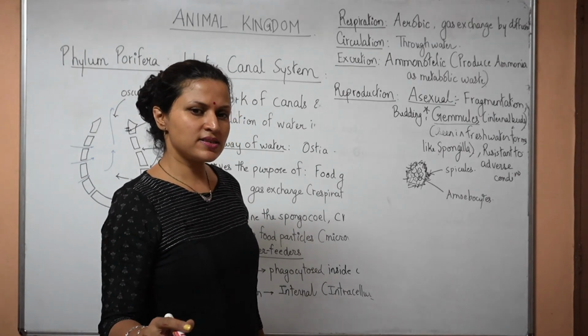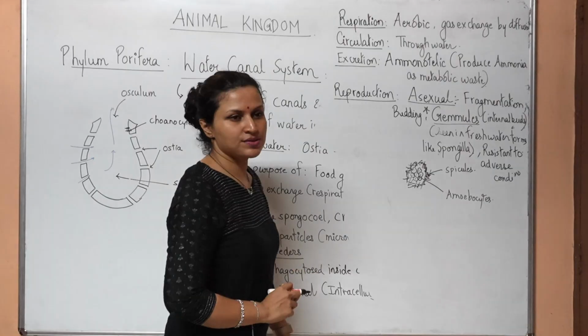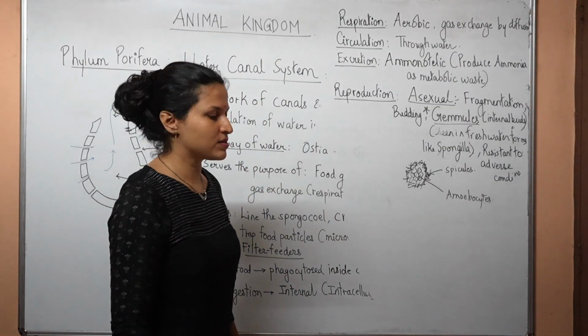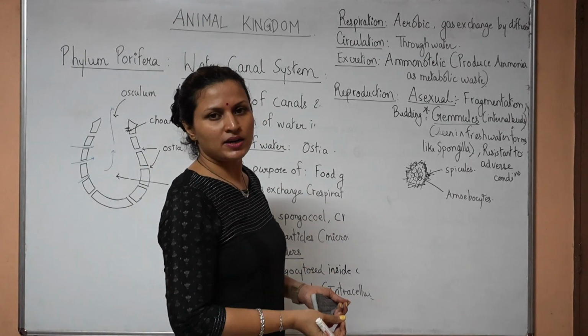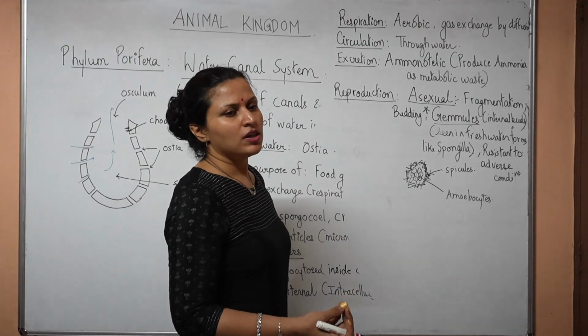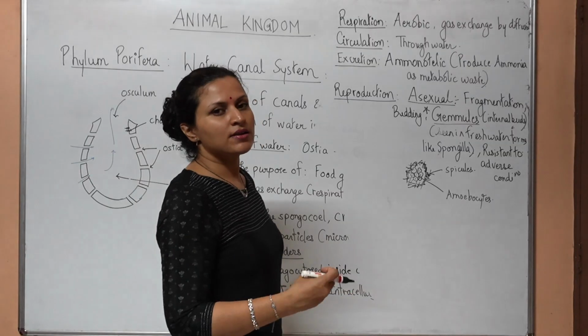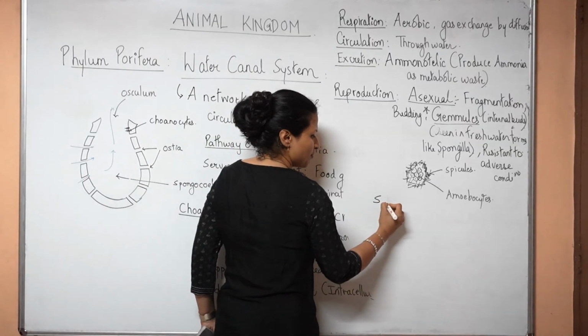Resistant. Amoebocytes surrounded by spicules. That is what it is. Important. It is there in your syllabus. The difference between gemmules and budding is that budding is external buds of the body wall, and gemmules are internal buds. Next we talk about sexual reproduction.